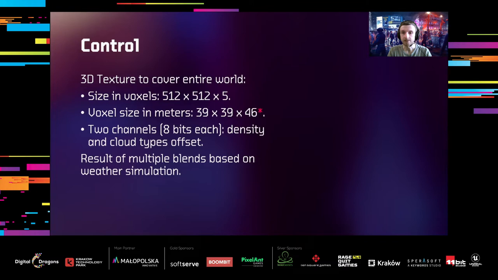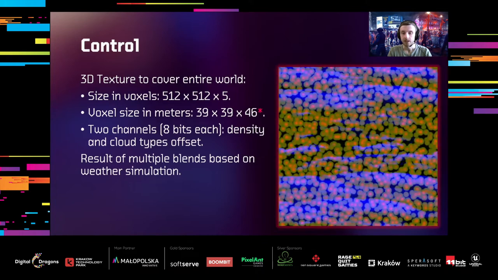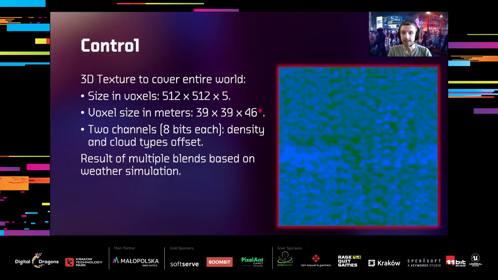The control texture drives cloud shapes injection in simulation caches. It controls where clouds must be placed, what types of clouds must be used for placement, and what blending must be applied. This texture decides on weather transition between different cloud volumes, etc. Here you can see how the control texture can look like at different height levels.